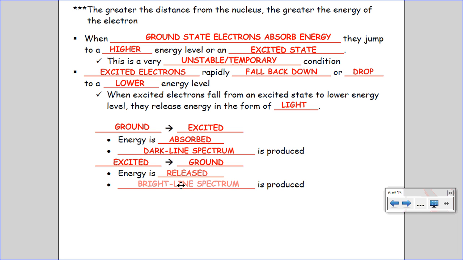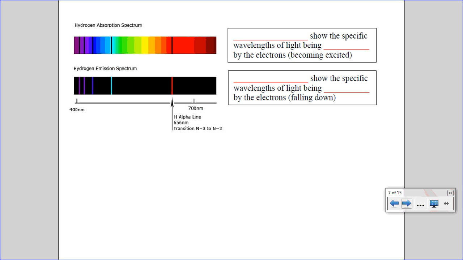So there are two scenarios. There's the dark line spectrum, where you have the full spectrum that's got black line gaps in it, or the bright line spectrum. And the bright line spectrum is the one that we usually deal with on our tests in this class. Okay, so here's an example of a dark line and a bright line spectrum.